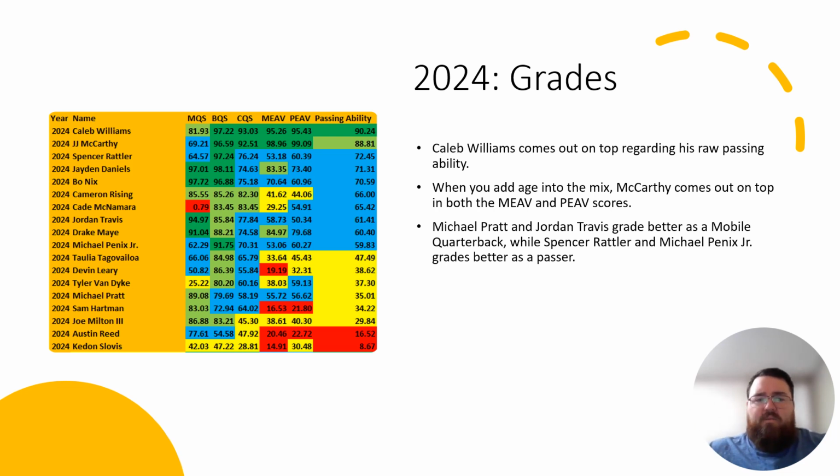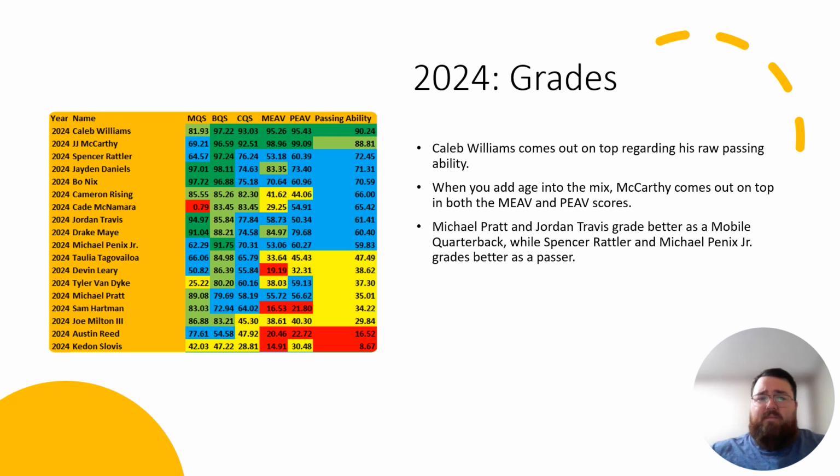The 2024 class has two 90-plus percentile MEAV and PEAV. Basically, in other words, they have two 90-plus percentile mobile quarterbacks and two 90-plus percentile passing quarterbacks. Caleb Williams actually ends up being number two in both the MEAV and PEAV categories, with the main reason being that JJ McCarthy is just a much younger prospect and had great passing efficiency.